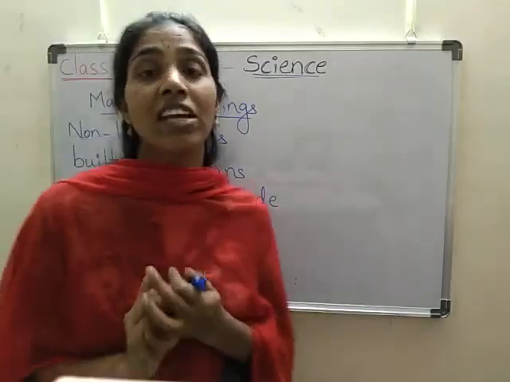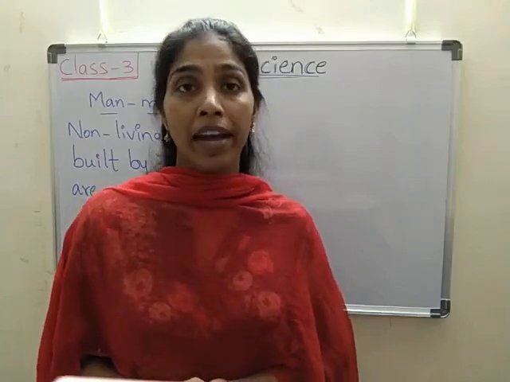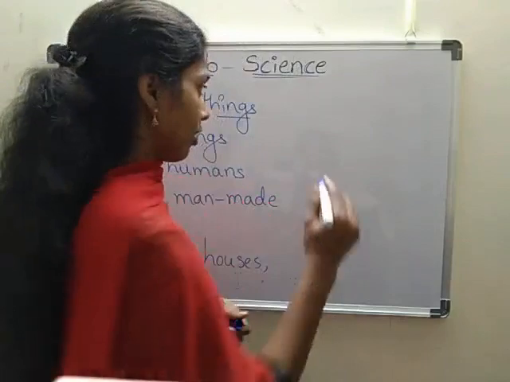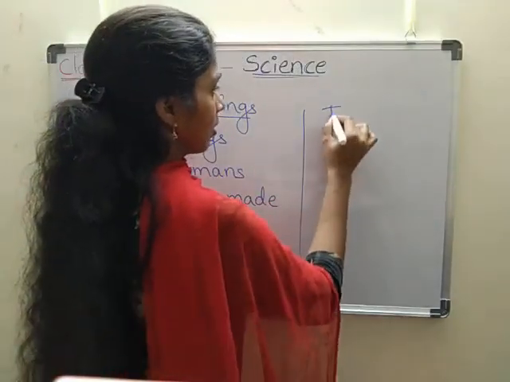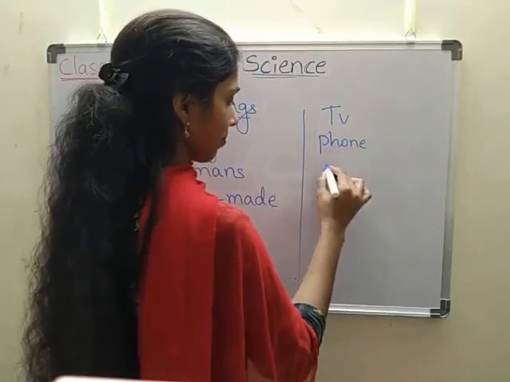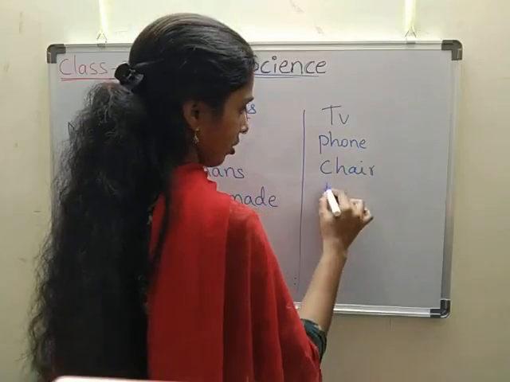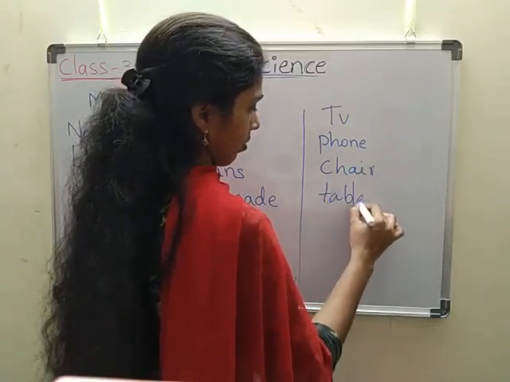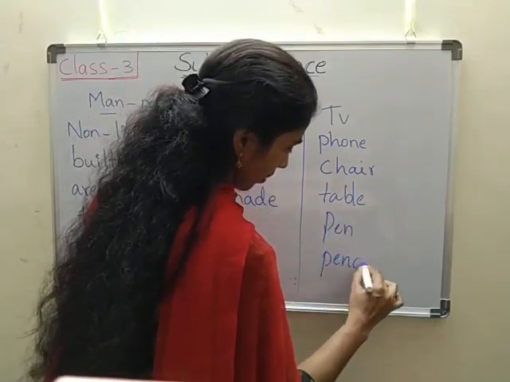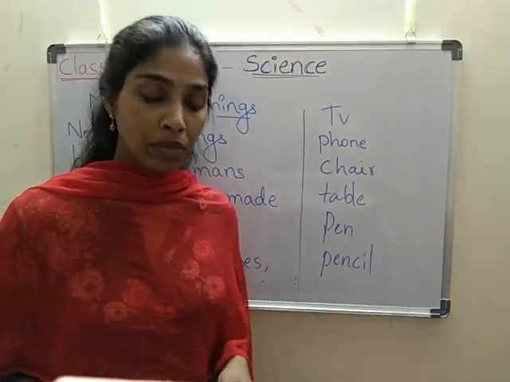Children, simply we can say that things made by man are called man-made things. Children, can you give a few more examples? Very good. TV, very good. Phone, very good. Chair, table, pen, very good. Pencils. So these are examples of man-made things.